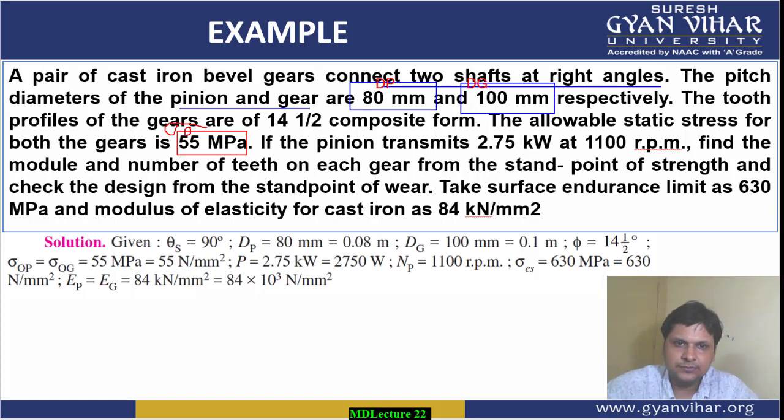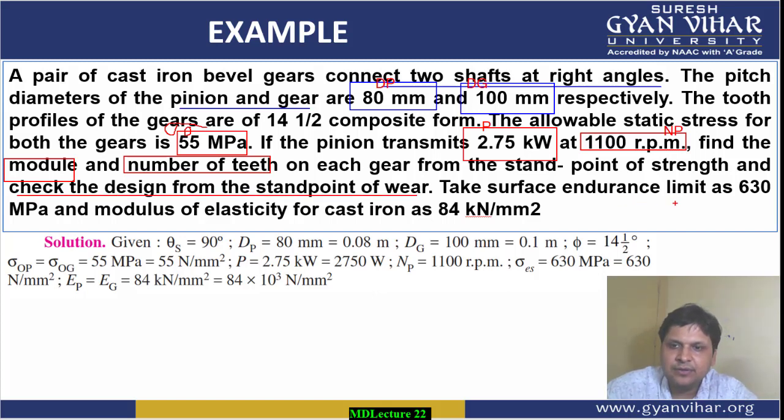Then if the pinion transmits 2.75 kilowatts, this is the power that will be transmitted. Then the RPM of the pinion is also given to you, which is NP. Find the module and number of teeth on each gear from the standpoint of strength and check. First we will have to calculate the module and the number of teeth, and then we will check the design from the standpoint of wear.